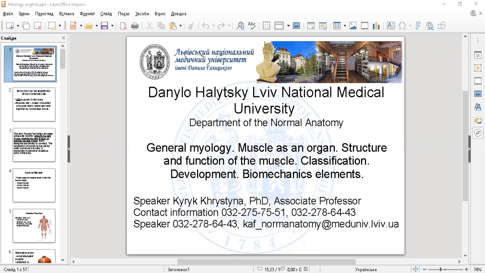So, our lecture today covers general myology, muscles as an organ, structure and function of the muscle, classification, development, and biomechanics elements.